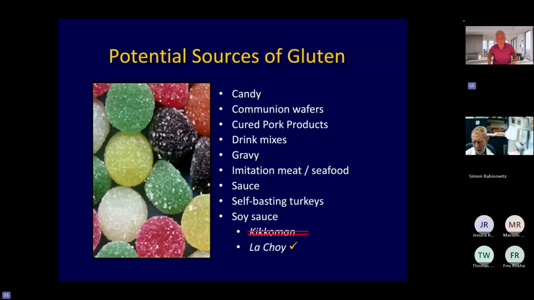There are other sources of gluten. I put this one out really as sort of a joke. Make sure your patients, if they like particularly Asian food, stay away from Kikkoman soy sauce. It contains wheat. La Choy and Tamari are the two commercial brands which do not contain wheat and which are gluten-free.